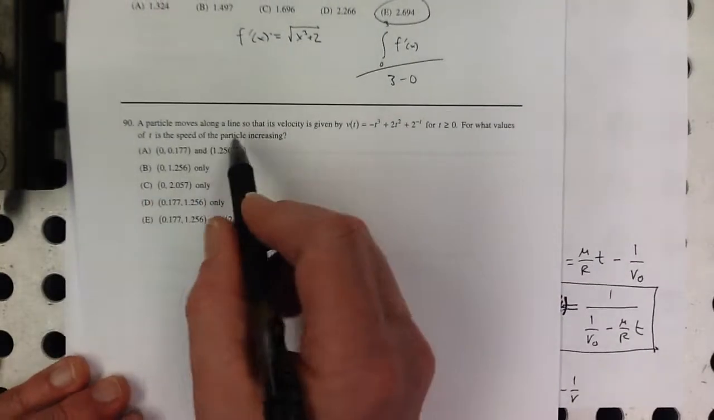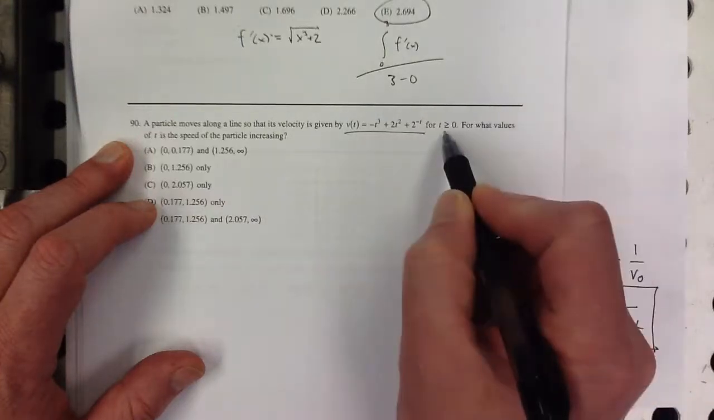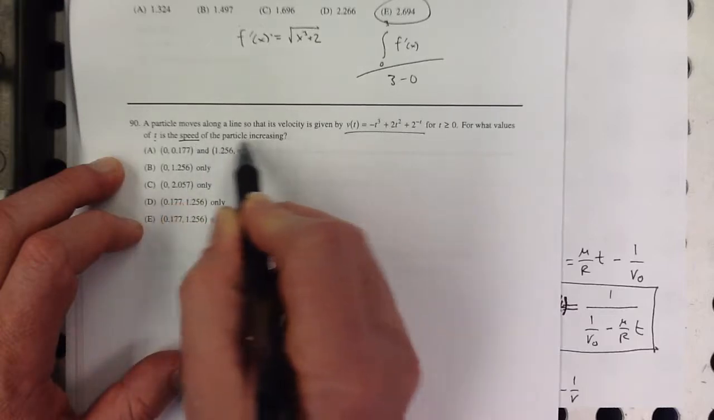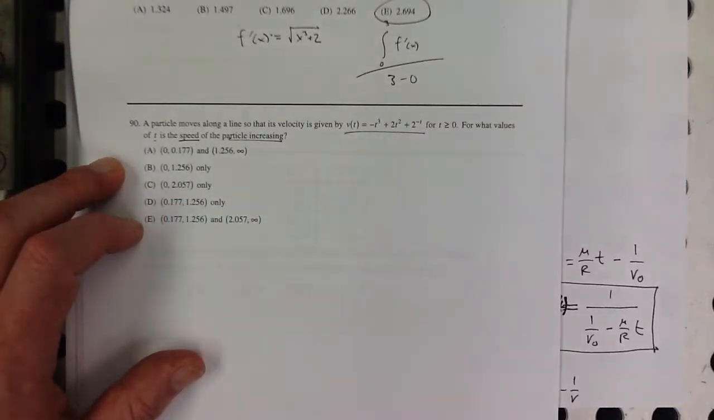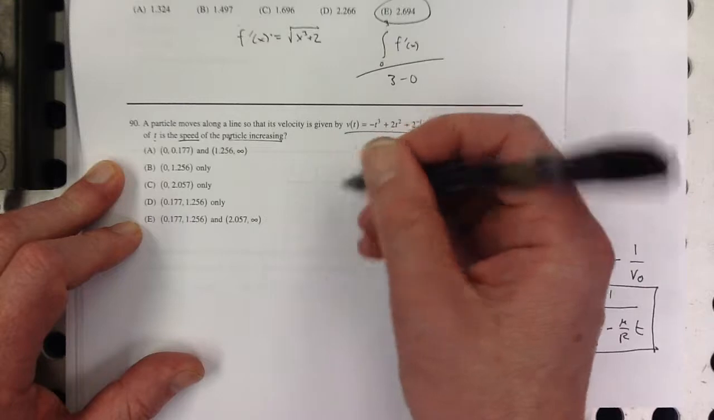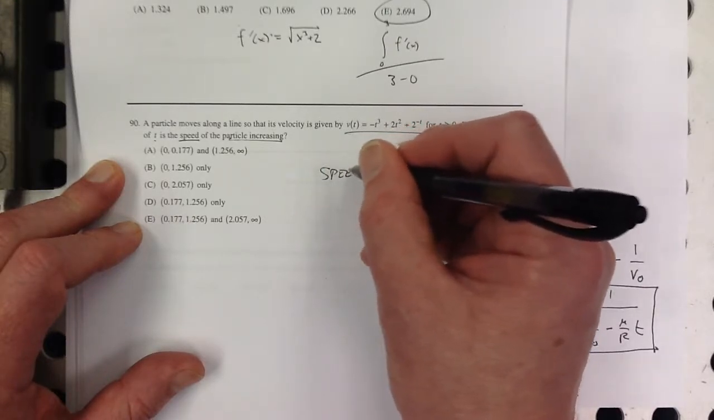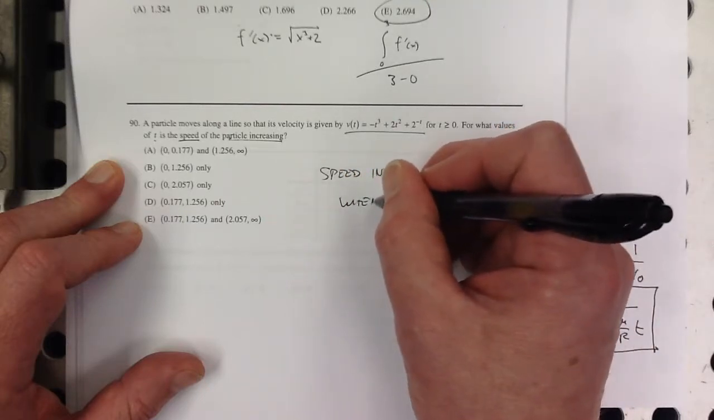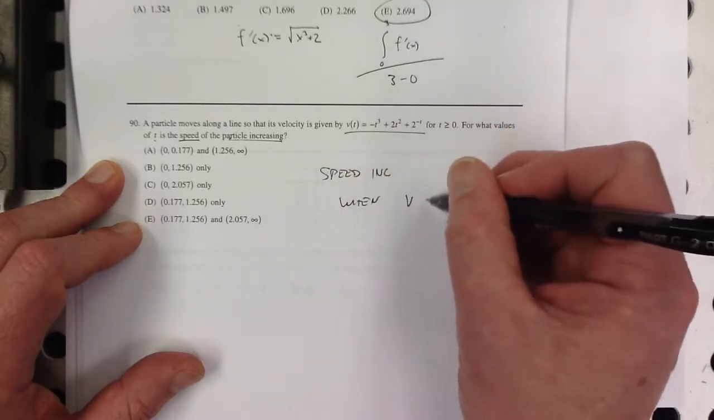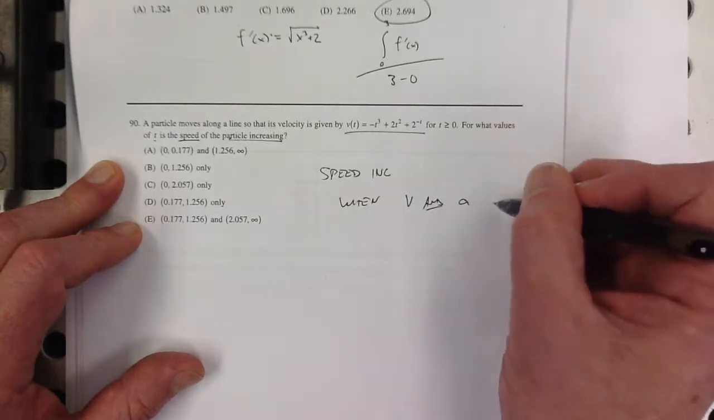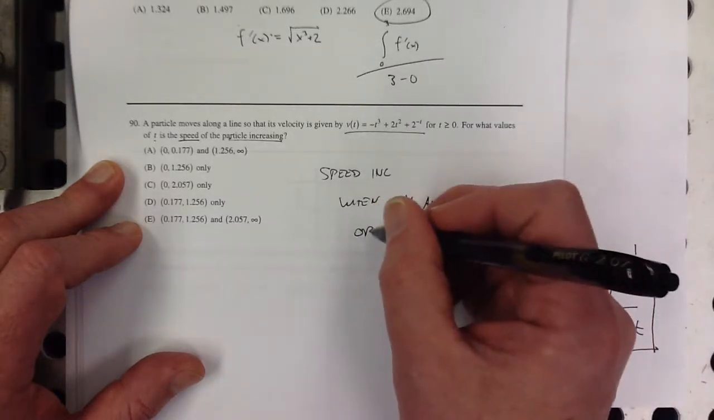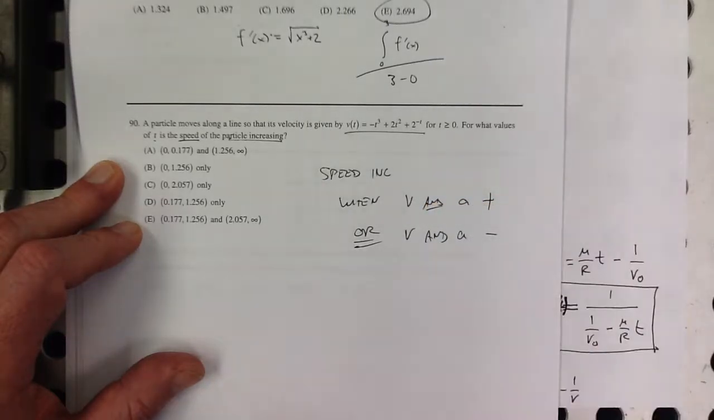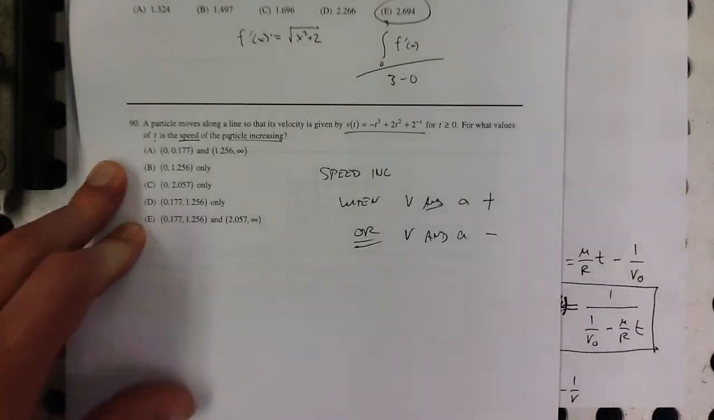Number 90. A particle moves along a line so that its velocity is this for times greater than 0. For what value of t is the speed increasing? So that means speeding up. That happens when velocity and acceleration are both positive, or when they're both negative. So that's what I need to figure out here.